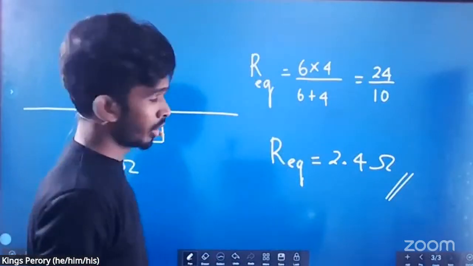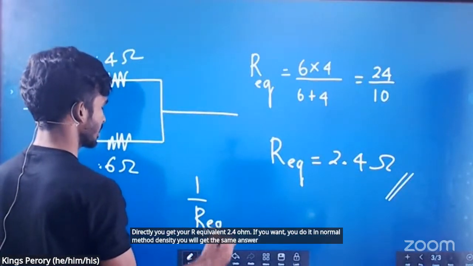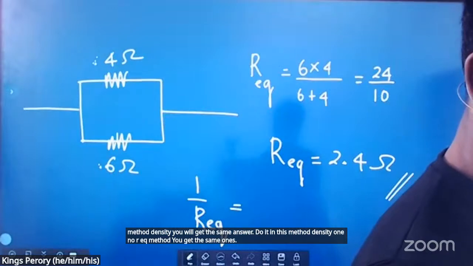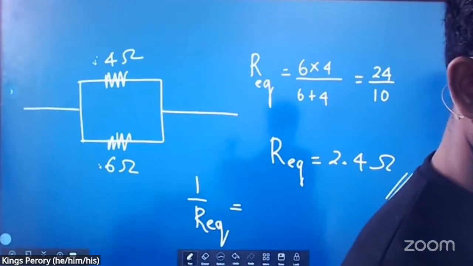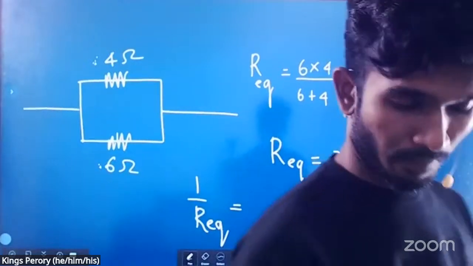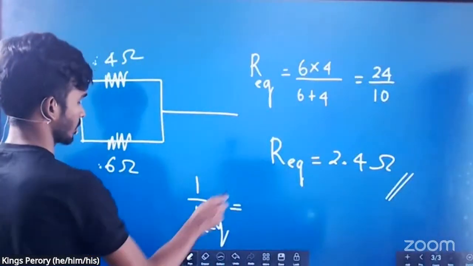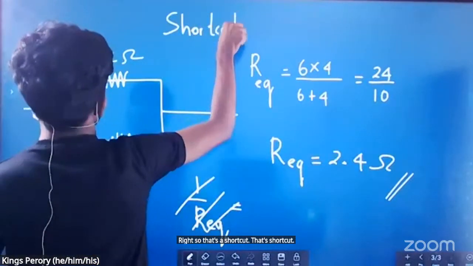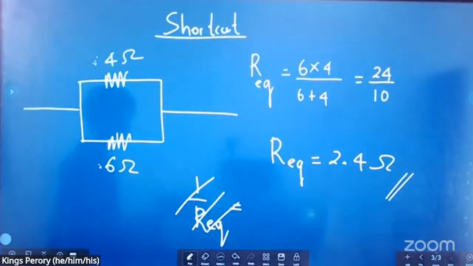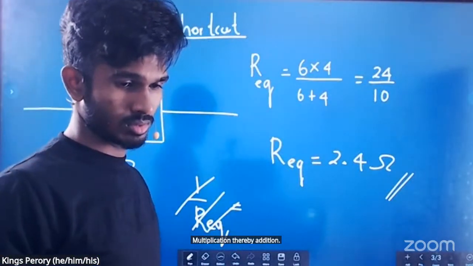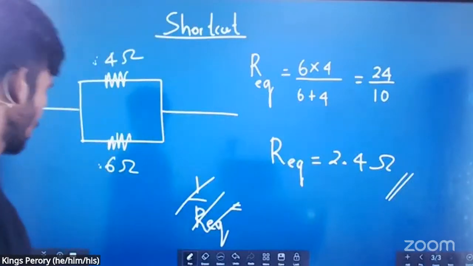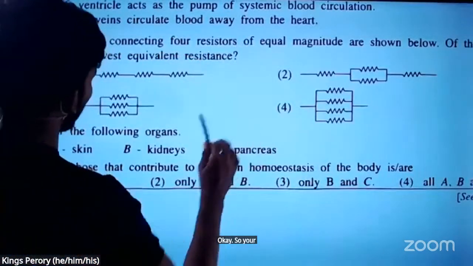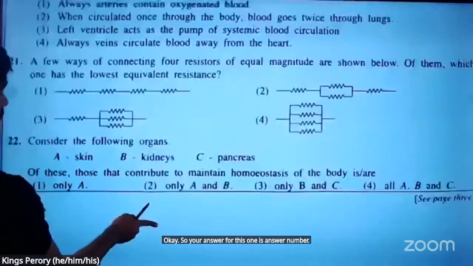If you want, you do it in the normal method and see, you will get the same answer. Do it in the 1 over R eq method and see, you get the same answer. So that's the shortcut. Multiplication divided by addition. So your answer for this one is answer number 4.